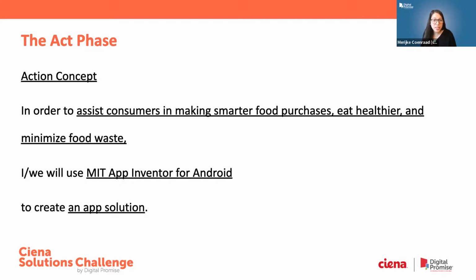The last example is from a team in the United States, and their action concept was, in order to assist consumers in making smarter food purchases, eat healthier, and minimize food waste, I or we will use MIT App Inventor for Android to create an app solution. As you can see, these 3 action concepts have different levels of specificity. Some of them name a specific tool like this one, but some of them don't. But all of them follow this pattern. And so the students are able to think through, what is the big concept of what I'm going to do? And that gets them started on their ACT phase.